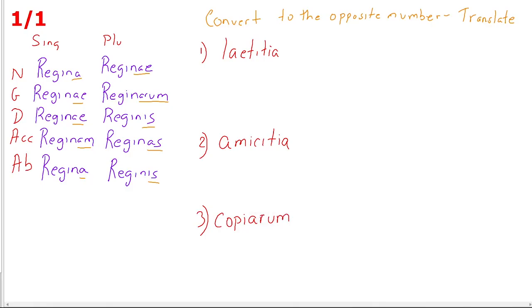Okay, so take some time and just try to first solve it, then we'll solve it together. What you're supposed to do is, first try to identify whether it is singular or plural, then look at which case it belongs to, then you try to translate to the opposite number. So let's solve the first one, Laetitia.